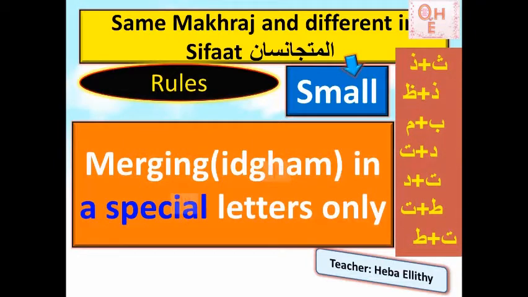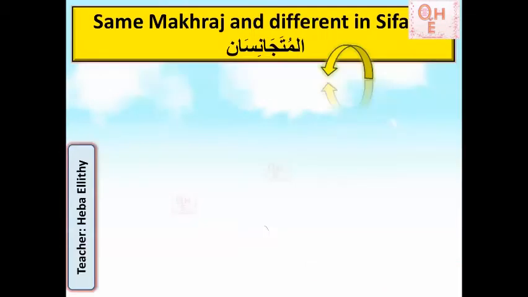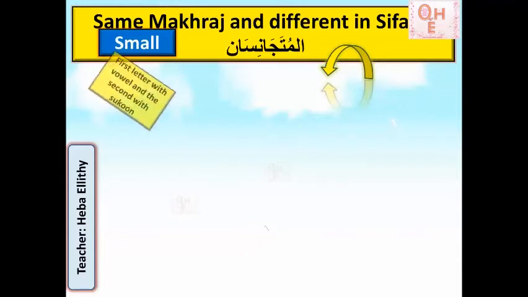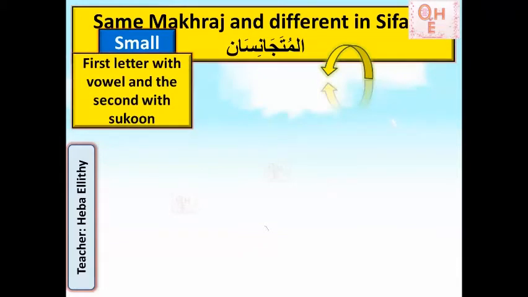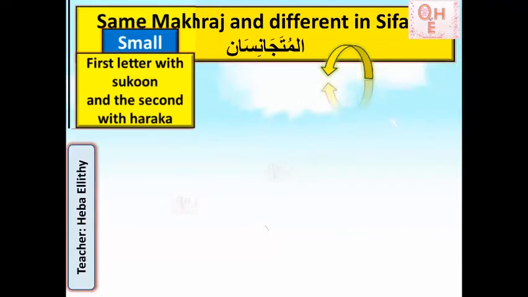These letters are ثا and ذال together, or ذال and ضا, or با and ميم, or دال and تا, or تا and ذال, or طا and تا, or تا and طا. Let's go together and see these letters in detail and see how we merge them or make إدغام on them, and see which words in the Quran have them together. We will start with the small one, which means the first letter is ساكن and the second letter is with حركة.